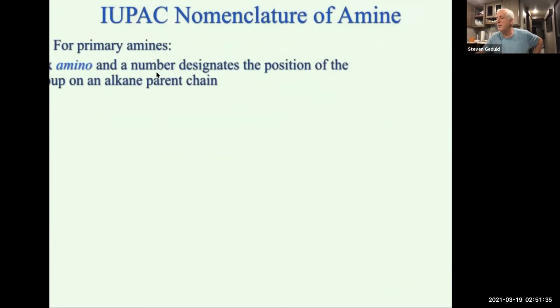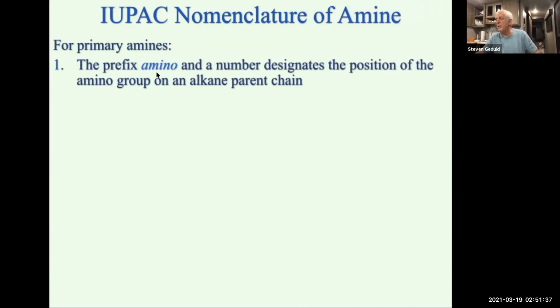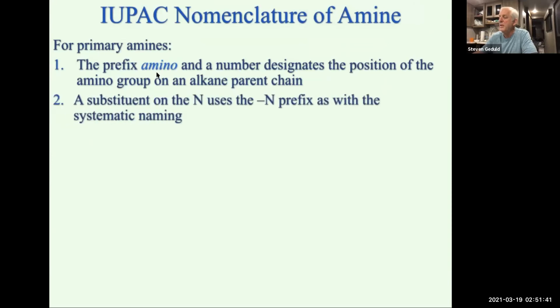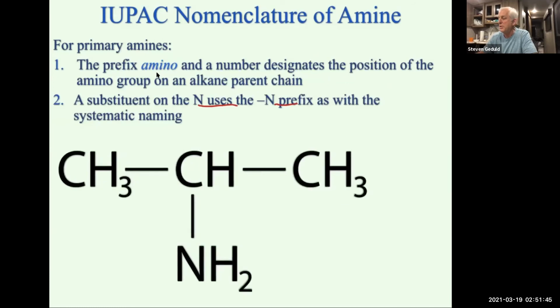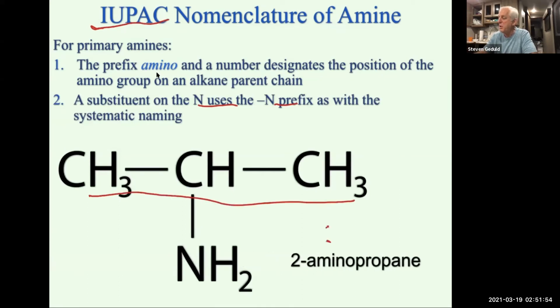All right, IUPAC nomenclature. For primary amines, the prefix amino and the number designates the position of the amino group on the alkane parent chain. The N uses the N prefix, that's what we did before. Okay, so we're going to do the IUPAC name now. This is a primary amine. So this is 2-aminopropane.